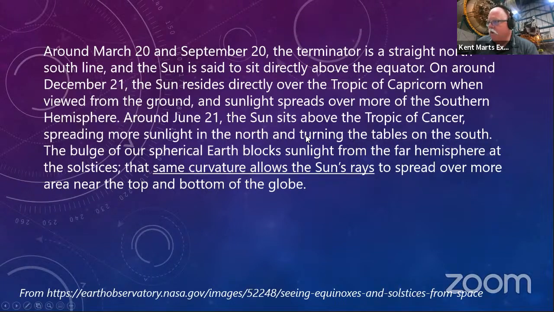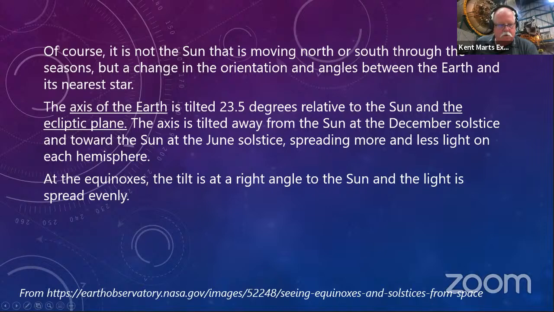Around March 20 and September 20, the terminator is a straight north-south line, and the sun sits directly above the equator. Around December 21st, the sun is over the Tropic of Capricorn, which is in the southern hemisphere. And in June, the sun is over the Tropic of Cancer, spreading more sunlight in the north. I had that backwards. And turning the tables on the south. This causes an equal amount of sunshine to be spread over more area near the top and the bottom of the globe.